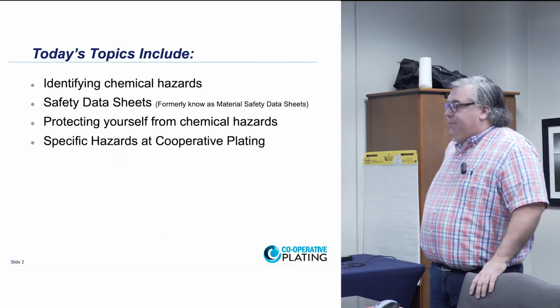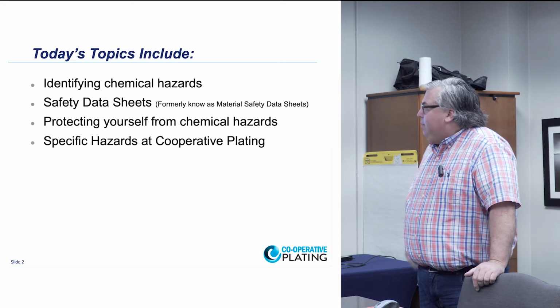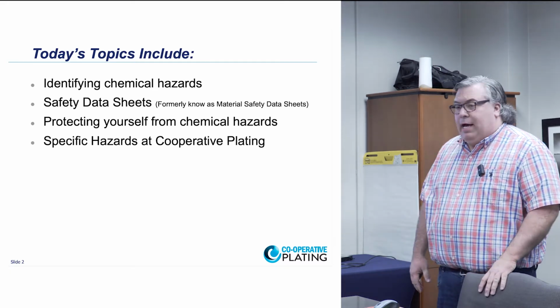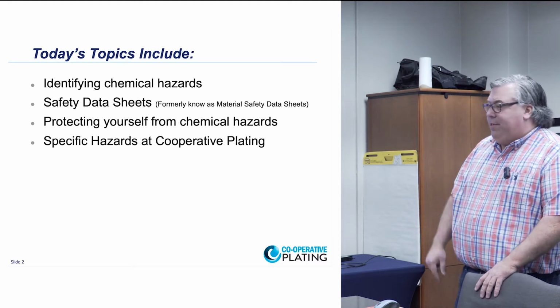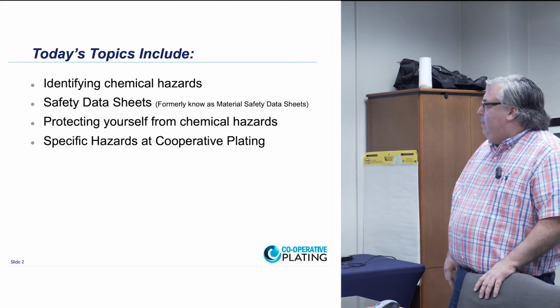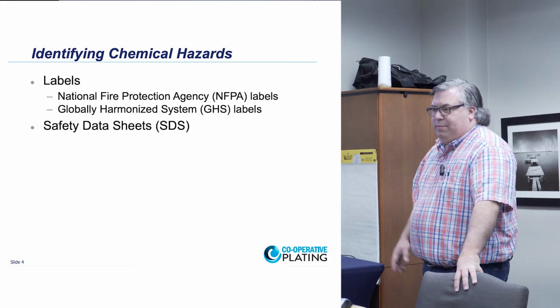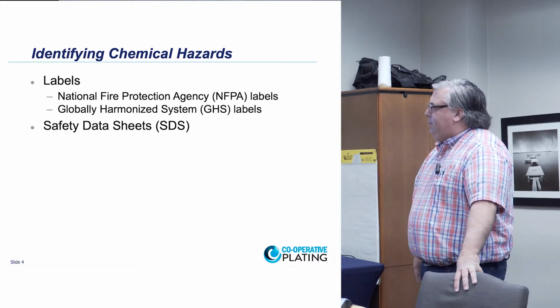So our topics today will include how we are going to identify those chemical hazards, safety data sheets in particular, how to protect yourself from chemical hazards, and the specific hazards that we're going to see here at Cooperative Plating. The two most important ways of identifying chemical hazards are labels and safety data sheets. So we'll go through each of those.